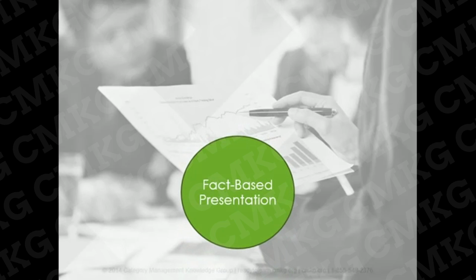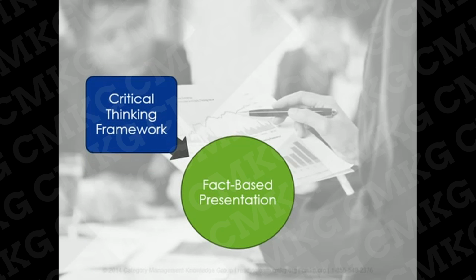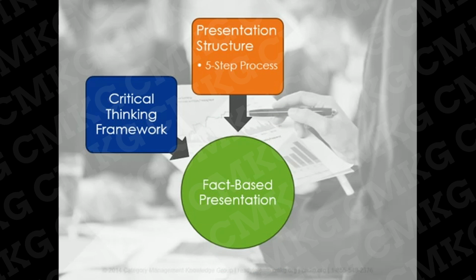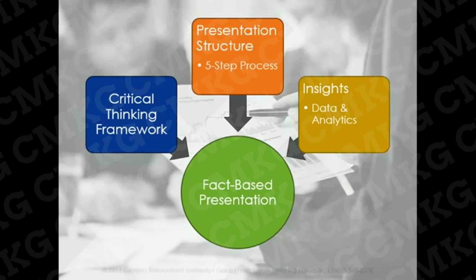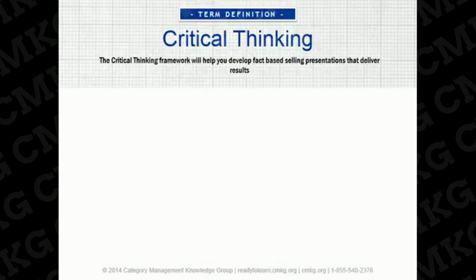So how do you create a fact-based presentation with logical flow that engages your buyer and sells them on the overall objectives of your presentation? You follow a critical thinking framework to create a logically flowing presentation. Follow an effective presentation structure. Add in insights that are gleaned from the data and analysis that you've completed, and your results will be a fact-based presentation. Critical thinking gives a framework to help you develop fact-based selling skills to help you develop presentations that will deliver results.